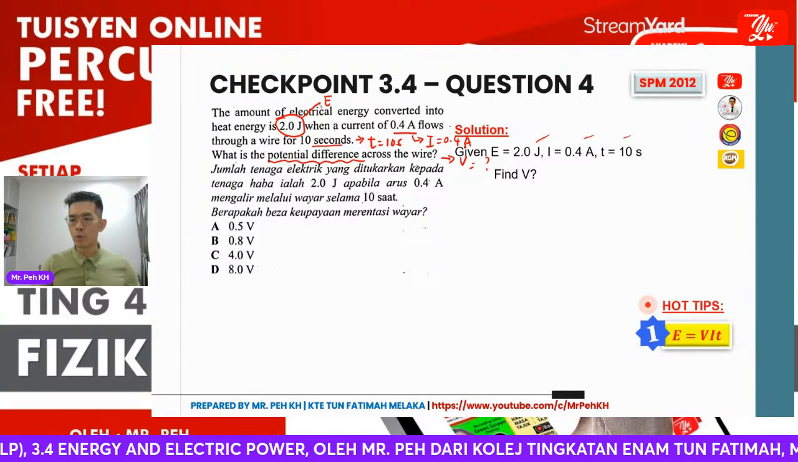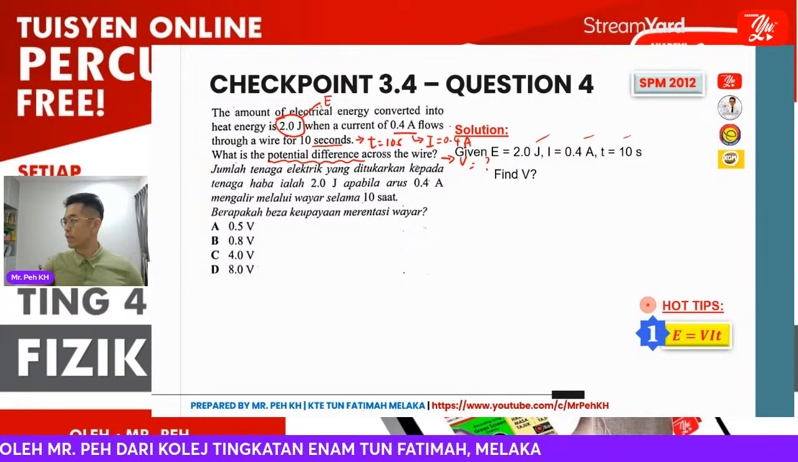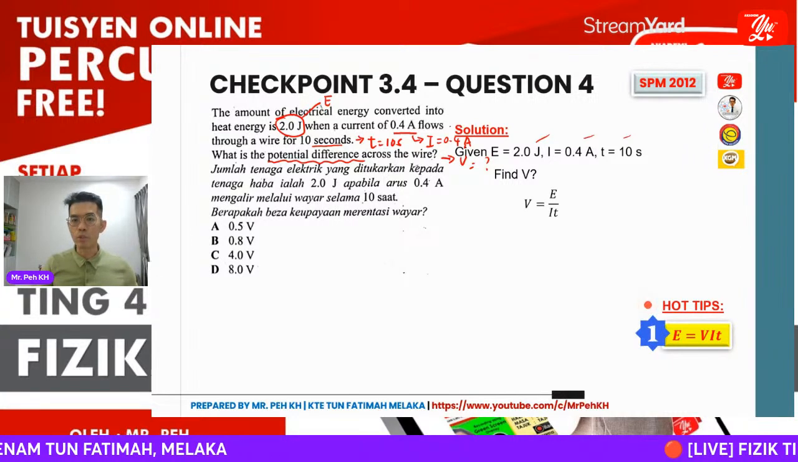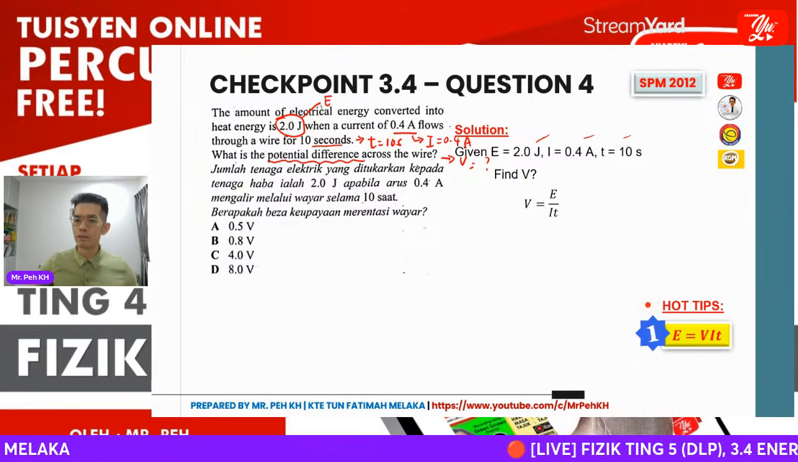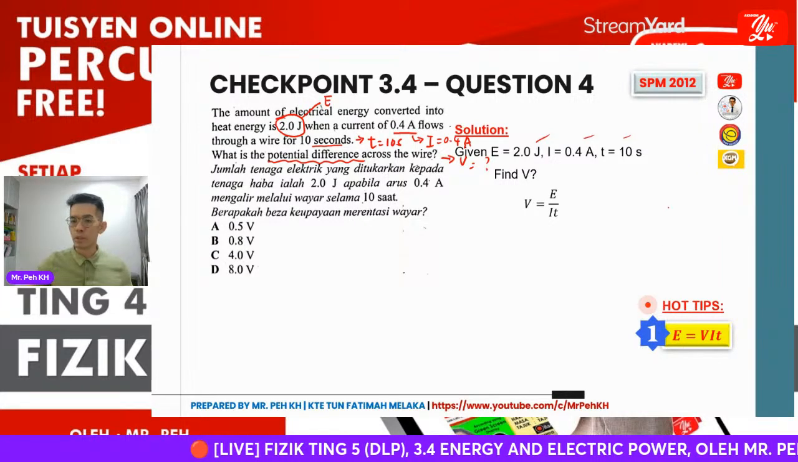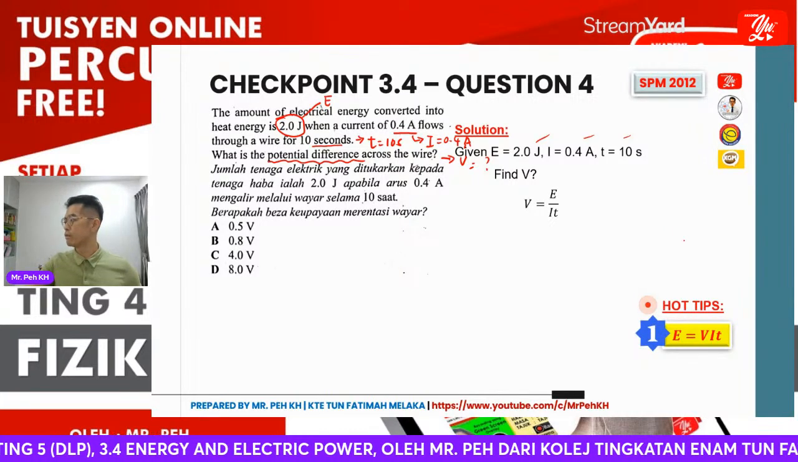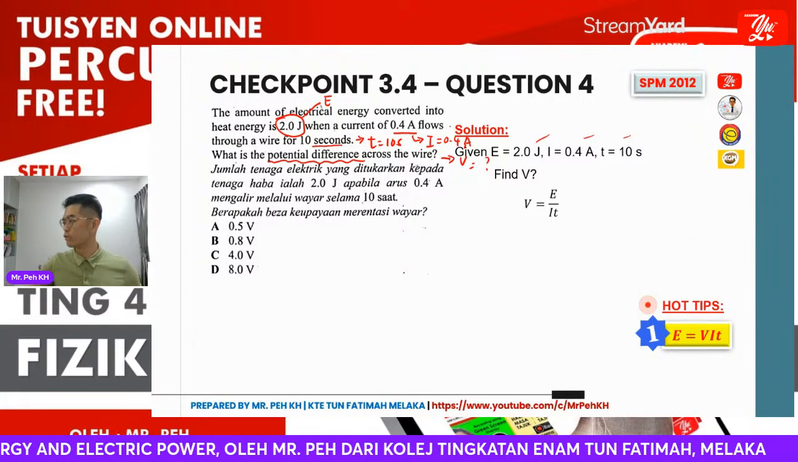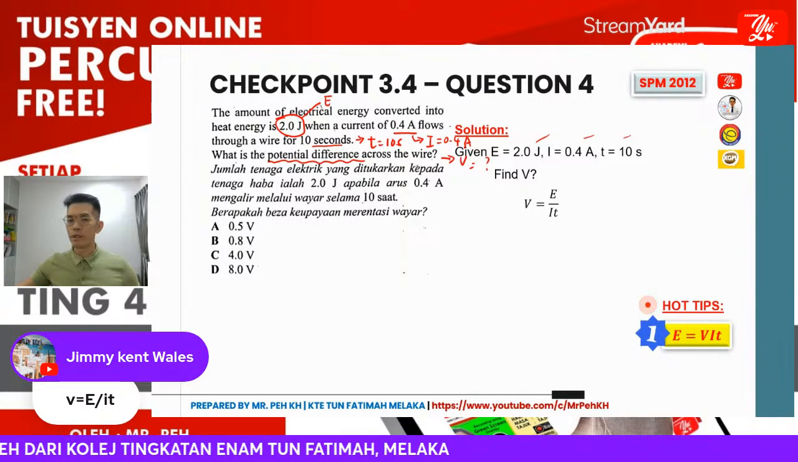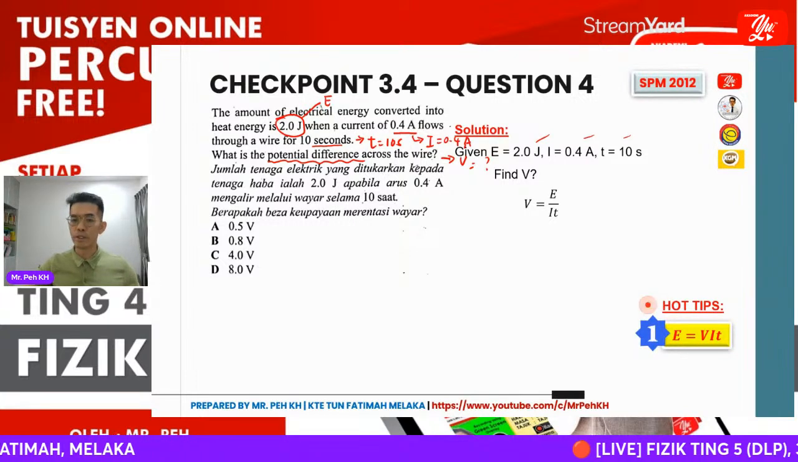From here, again we're using E equal to VIT. You just rearrange your first formula, V equal to E over IT, or however you want. Yes, good. Using V equal to E over IT. Jimmy, very good, well done. Other students may also show your answer in chat room together with me here.